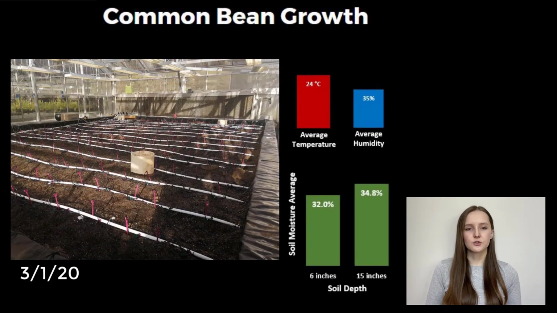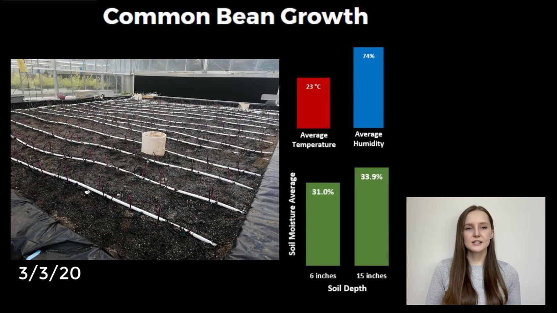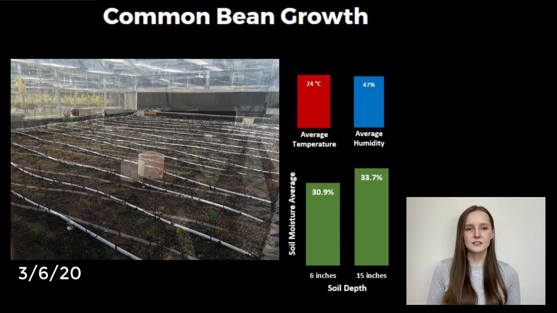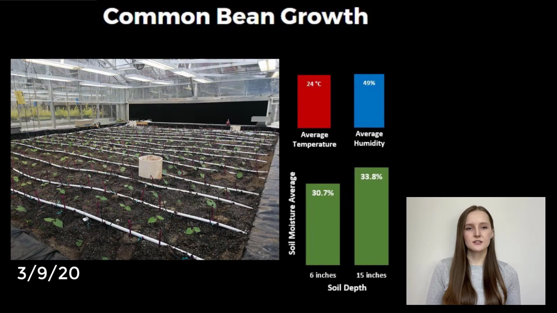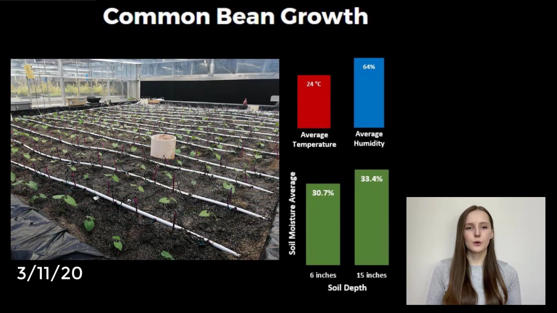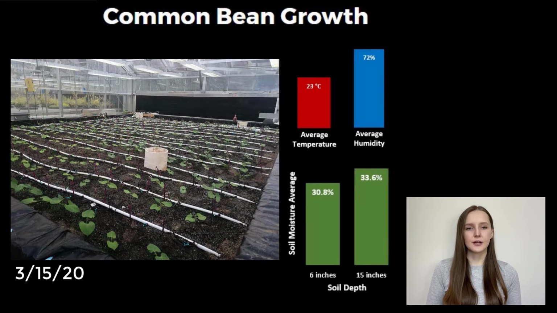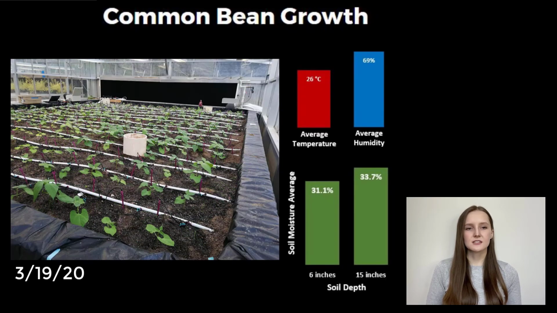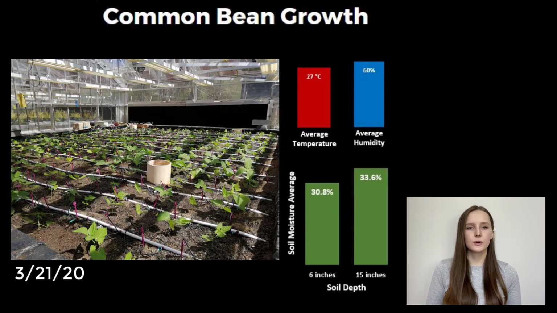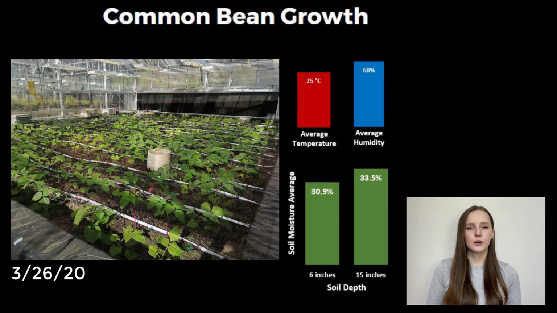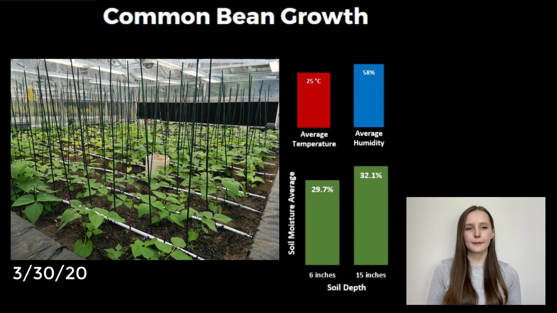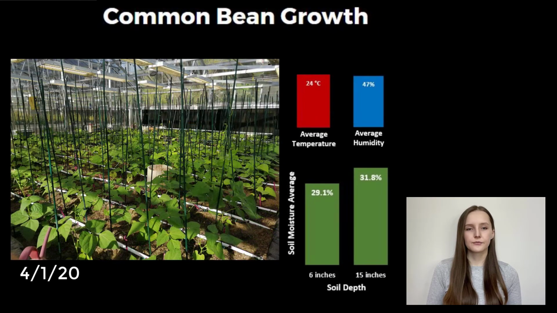Here you can see the images of the greenhouse each day, while the temperature, humidity, and soil moisture levels fluctuate. From February 26 to May 26, the average temperature ranged from a low of 20 degrees Celsius to a high of 28 degrees Celsius. The average humidity ranged from a low of 33% to a high of 78%. The soil moisture average percentages remained relatively consistent, between 29.7 and 32.0% for 6 inches, and 32.0 and 34.9% for 15 inches of depth.